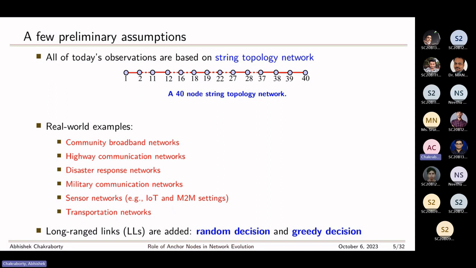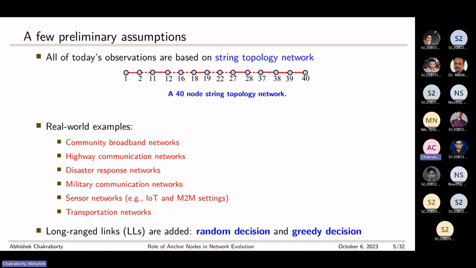And in this study, we will try to identify how a string topology gradually evolves by the addition of long range links, or LLs. So what do we mean by long range link? We'll add a link between two nodes which are not directly connected.